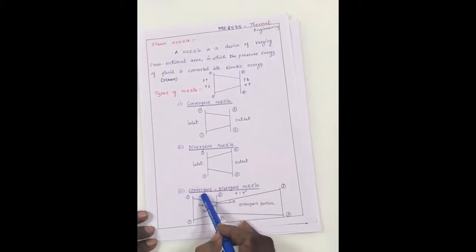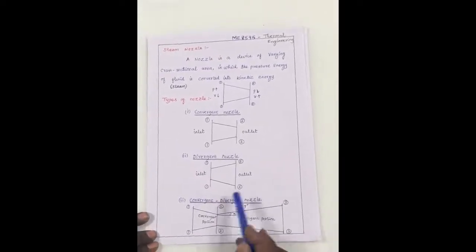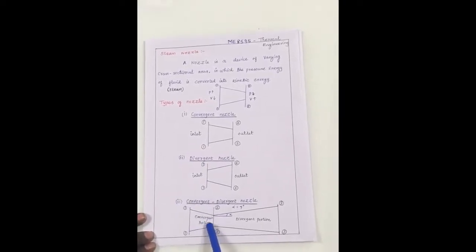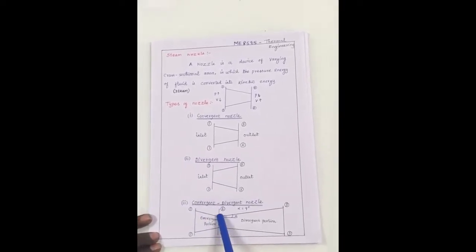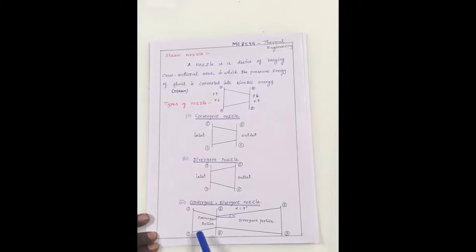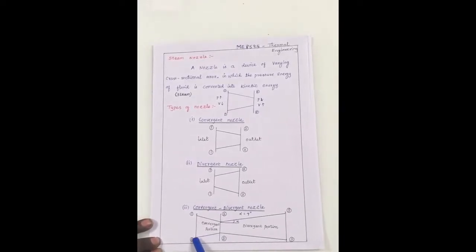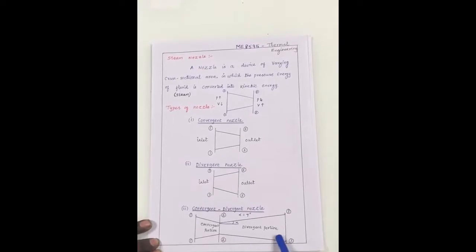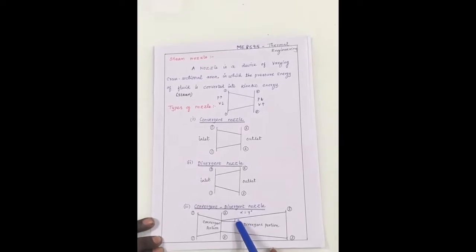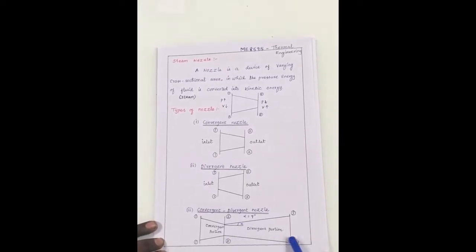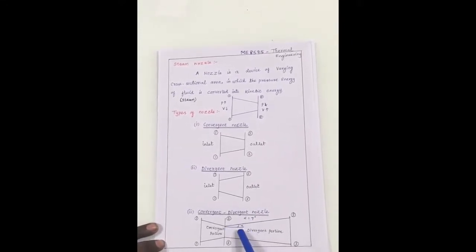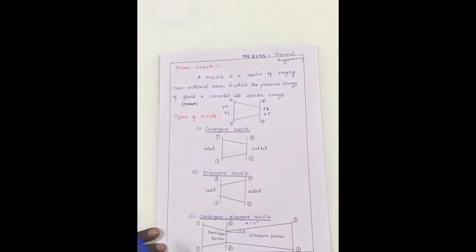And the third one is the convergent divergent nozzle. It is the combination of convergent and divergent. So 1 to 2 represents the convergent portion. 2 to 3 represents the divergent portion. In general, the convergent portion length will be lower than the divergent portion length. To prevent flow separation at the wall, the length of the divergent portion is high, and also the angle of the divergent portion is limited to 7 degrees.